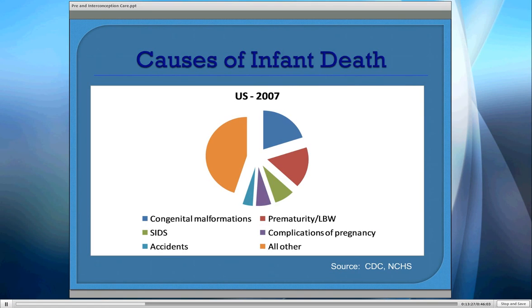This chart further illustrates the importance of moving our efforts upstream. Congenital malformations, the dark blue triangle there, are the leading cause of infant mortality and morbidity in the United States. They accounted for 20% of infant deaths in 2007. Malformations arrive during organogenesis, which occurs during the first 12 to 13 weeks of gestation.